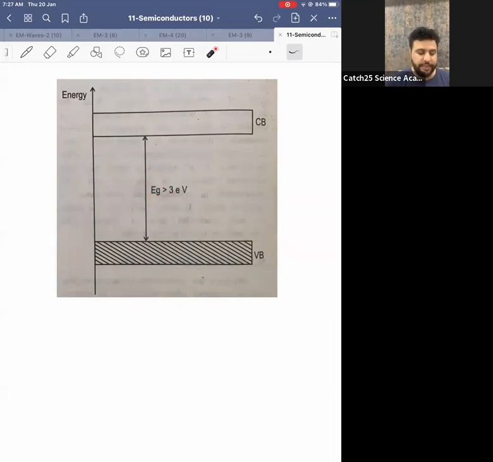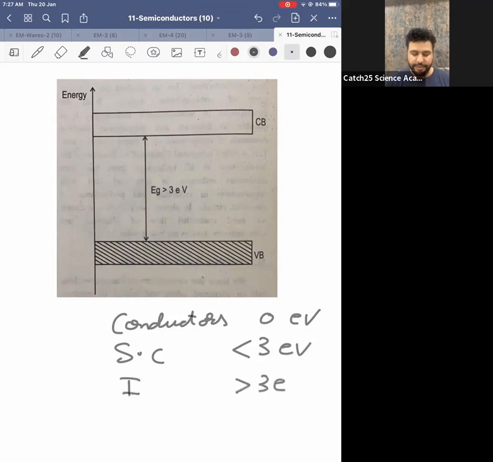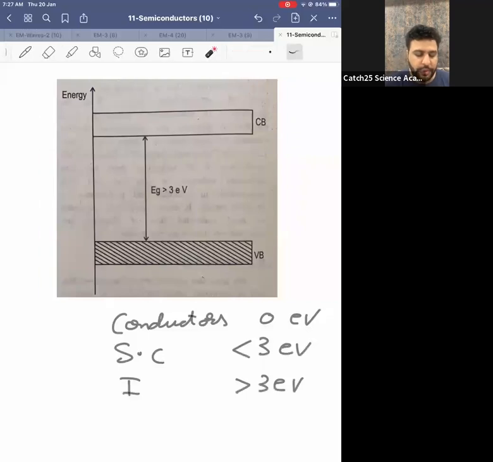Therefore, can I say in simple words, look at the screen. For conductors, the energy gap is 0 electron volt. For semiconductors, the energy gap is lesser than 3 electron volt. And for insulators, the energy gap is greater than 3 electron volt. Now, what will happen over here? Since there is no energy gap, all electrons can travel. Since the energy gap is small, some electrons can travel. Since the energy gap is large, no electrons can travel.